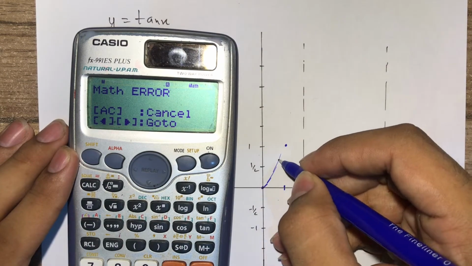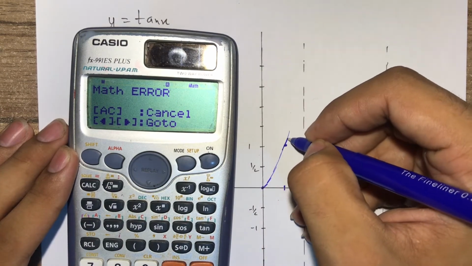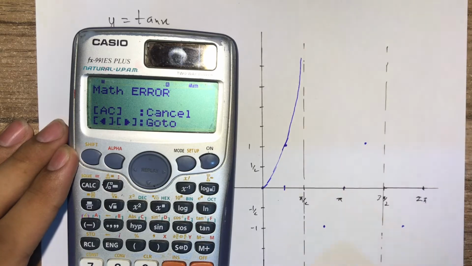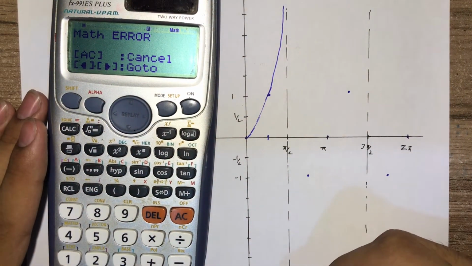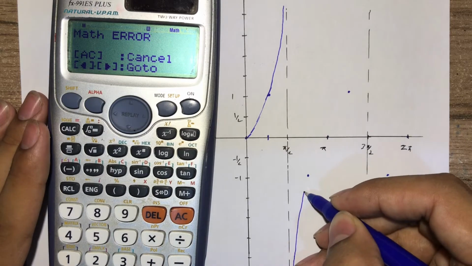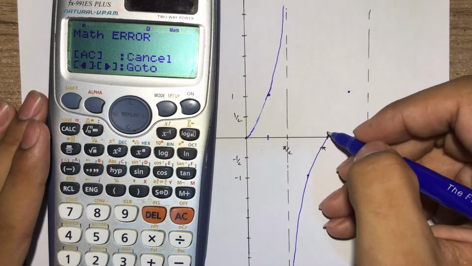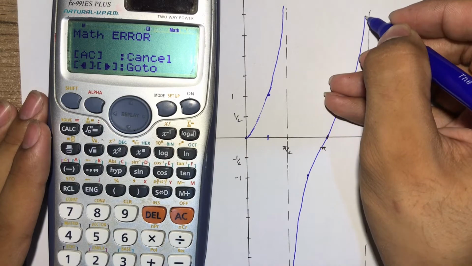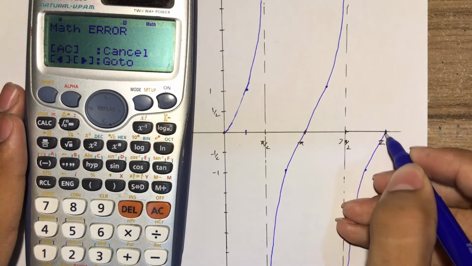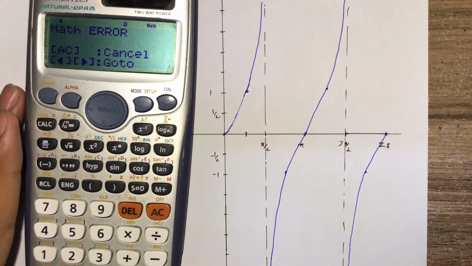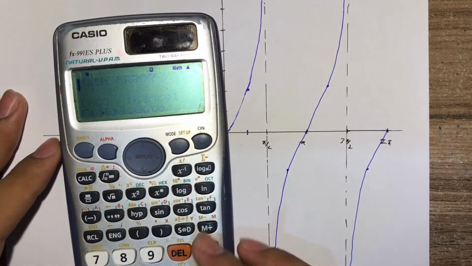So we draw the graph like this, right? Similarly from here, there's a negative infinity over here, so the graph will come from below and it will go towards positive infinity. Right? So I can also show this in terms of angles.